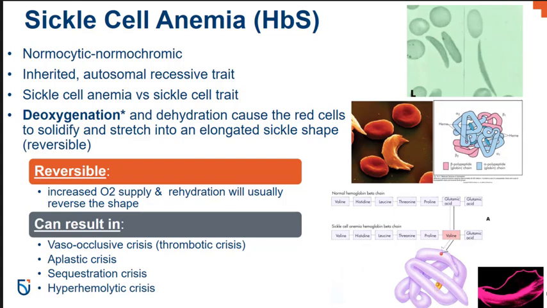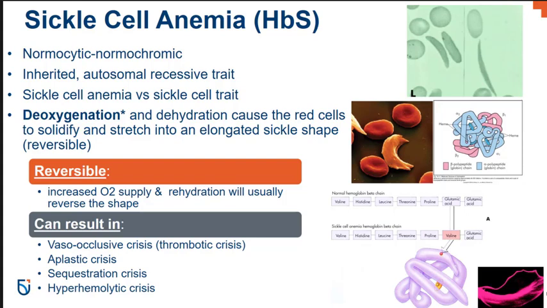Next is aplastic crisis. This is when there is a sudden or acute cessation or stoppage in the production of red blood cells. So all of a sudden, with aplastic crisis, the bone marrow stops producing red blood cells. And the most common cause of this is a viral infection with what's called parvovirus B19, which is also known as Fifth's disease. It's actually a common childhood illness.